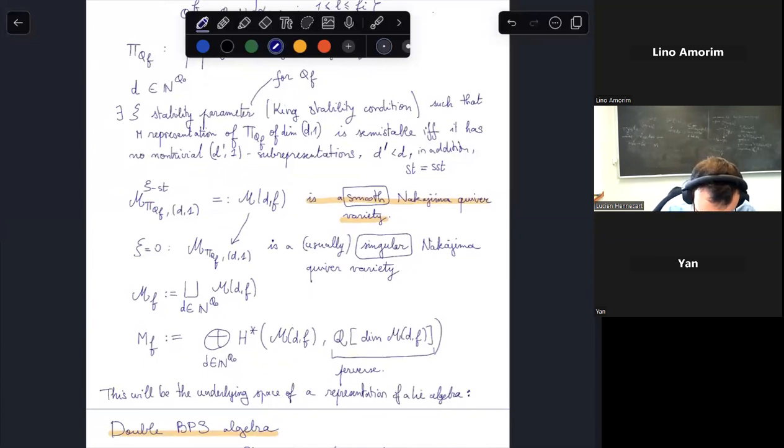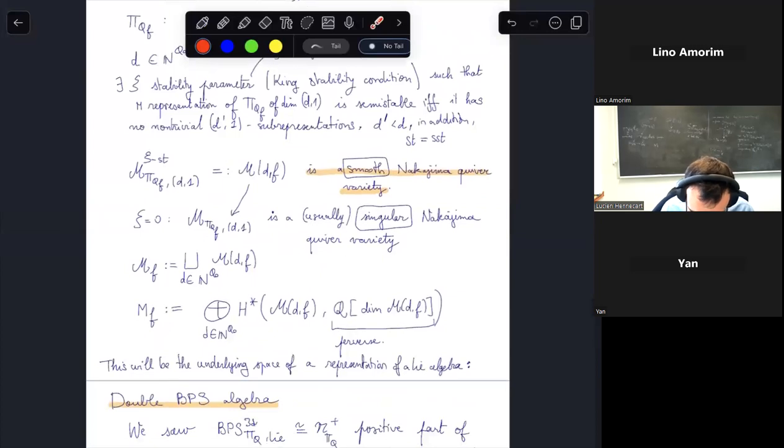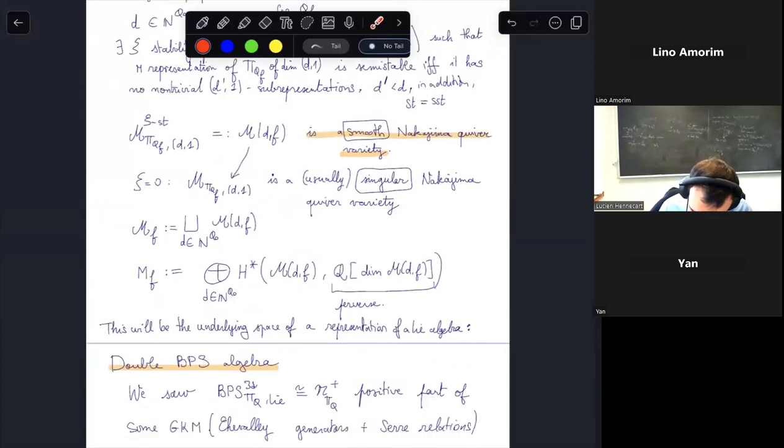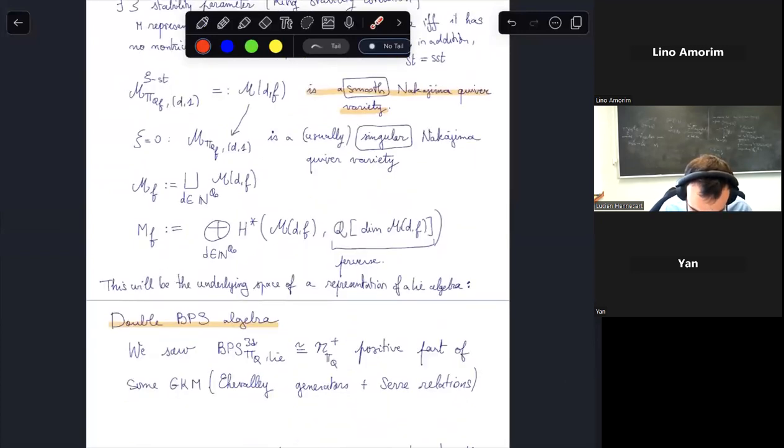The main object of study is the disjoint union of all these smooth quiver varieties, for all Ds. The framing vector is fixed, and we take all possible dimension vectors D, and we take the cohomology of this infinite disjoint union of varieties. I put some shift here to make this constant sheaf perverse. So this cohomology is a shift of the usual singular cohomology of the variety MDF. And it happens to be the underlying space of a representation of some algebra, which will be a double BPS algebra.